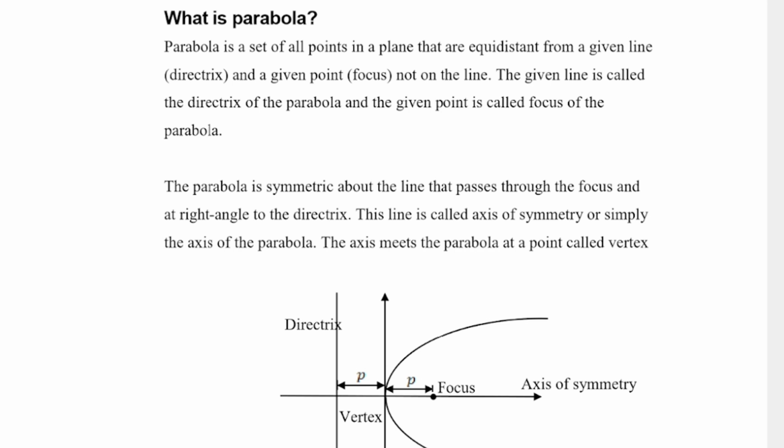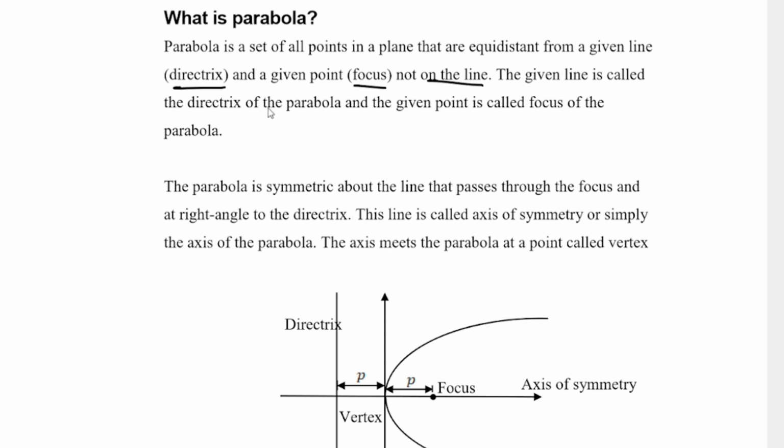Now we want to talk about the parabola as the first part of the conic sections. When we talk about the parabola, by definition, a parabola is the set of all points in a plane that are equidistant from a given line, which is called the directrix, and a given point, which is the focus, not on the line.